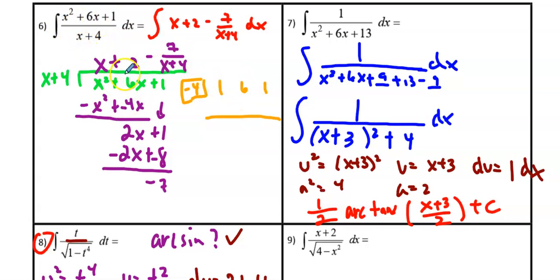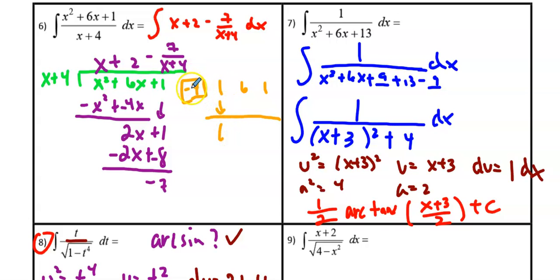And I should have said earlier, if this had been an x cubed, then remember that you would have to put a 0 as the placeholder for x squared. So if this had been an x cubed, you would have had 1x cubed plus 0x squared plus 6x plus 1. So just remember that. Now, drop the 1 down.